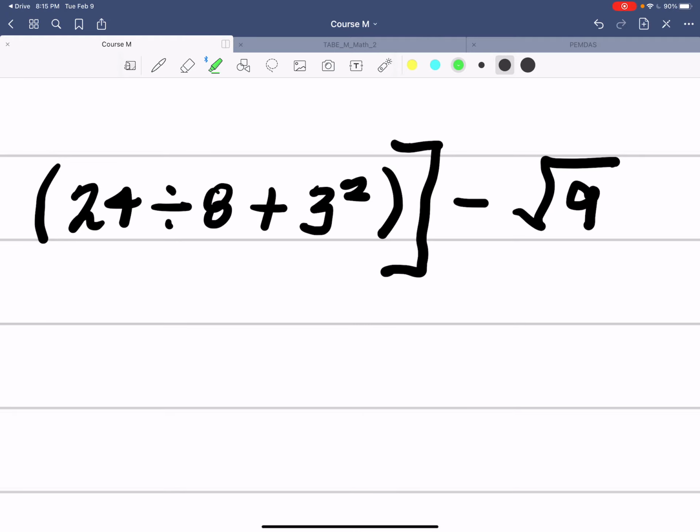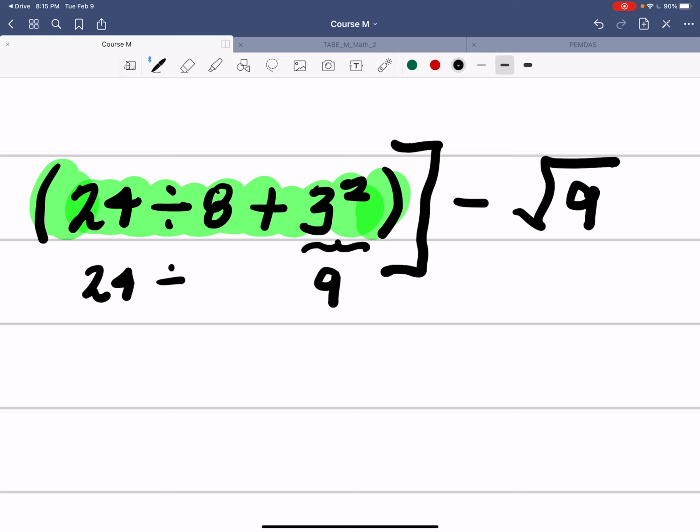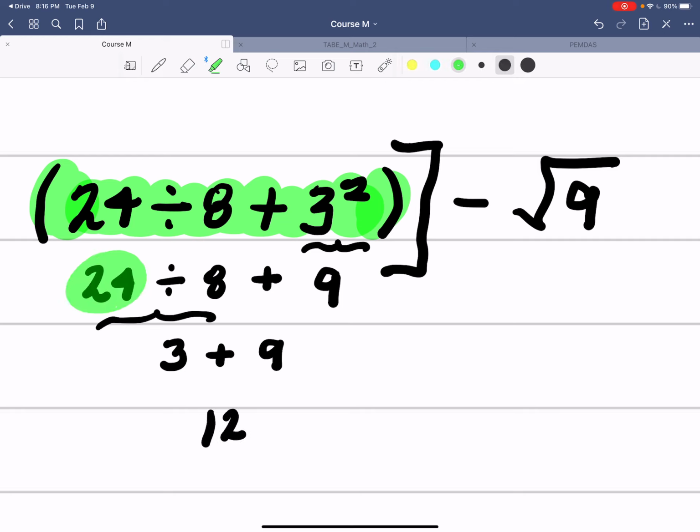Parentheses first. So don't even worry about the other stuff until you get this part taken care of. I have divide, add an exponent. An exponent would come first. 3 squared is 9. Then copy. It's like a little problem inside of a problem. 24 divided by 8 is 3, and then you can add to get 12. So all of this stuff comes from that big old parentheses.